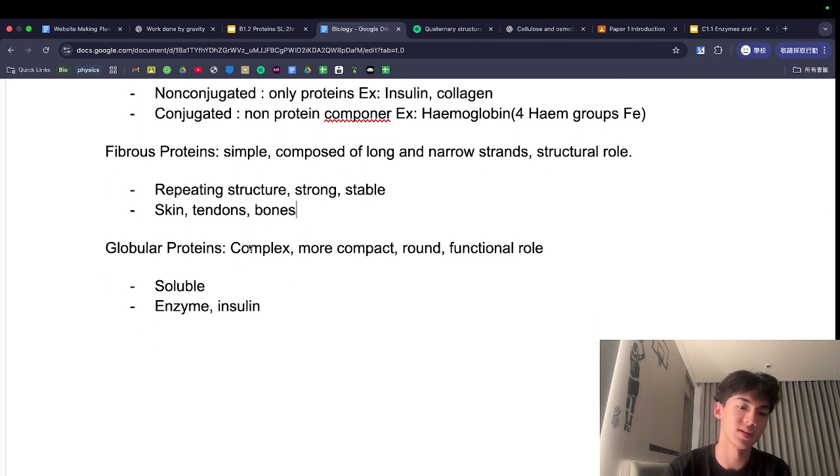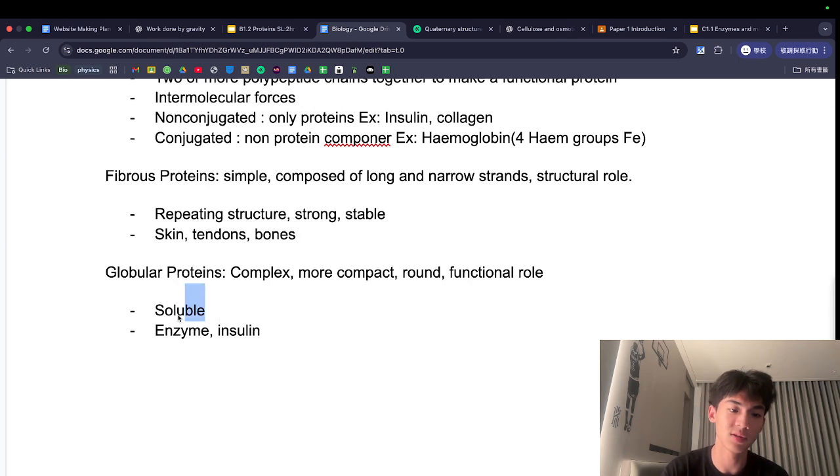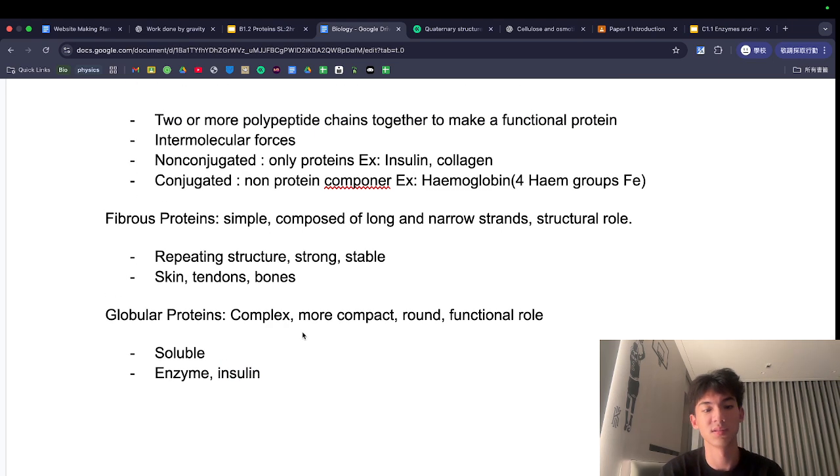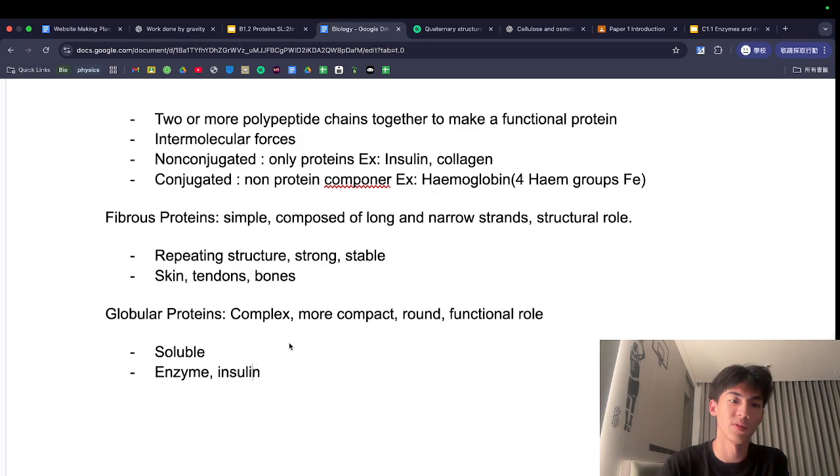Globular proteins are more complex. They are compact, round, and have a functional role. For example, enzymes are made of globular proteins. They are soluble in water because the outside is made of hydrophilic and the inside is hydrophobic to maintain the structure. Insulin is also an example of a globular protein.